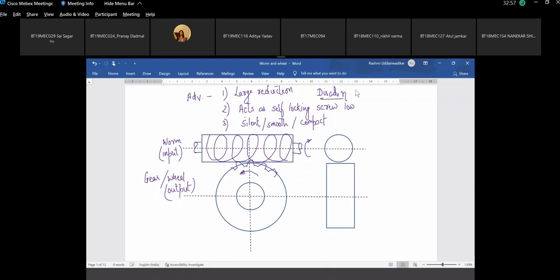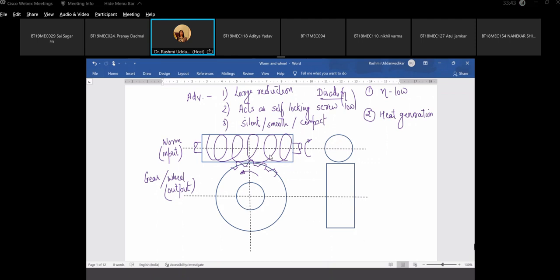Can somebody tell me? So its first disadvantage is efficiency is low, or it depends more upon the velocity ratio. And second disadvantage, cost. Yeah, a little more than helical gear. Another one, more heat. Yes. Another basic disadvantage is there is a lot of heat generation.